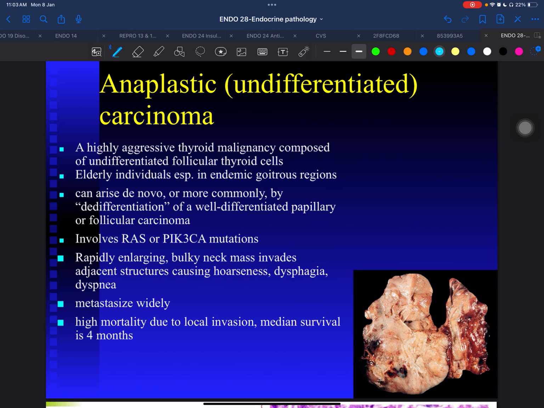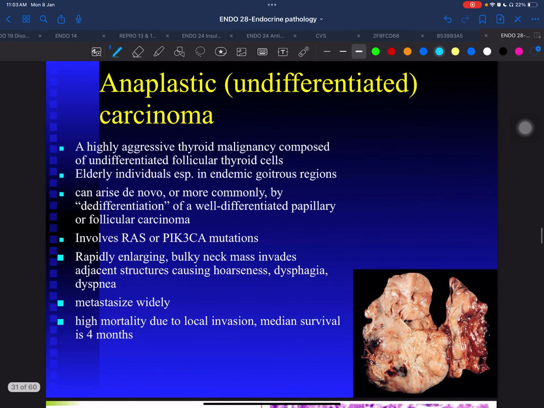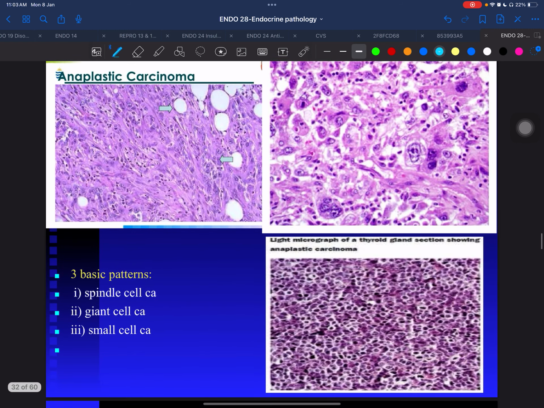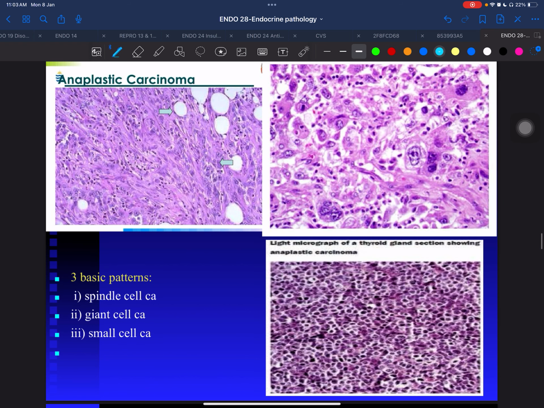Alright. This is anaplastic carcinoma. It doesn't look like thyroid follicles anymore. It's composed of spindle-shaped cells with a lot of giant cells, no more follicles like the follicular carcinoma earlier. These are dark malignant cells and small cell type. These are the histological types: spindle cell carcinoma, giant cell carcinoma, small cell carcinoma. So this is anaplastic carcinoma.